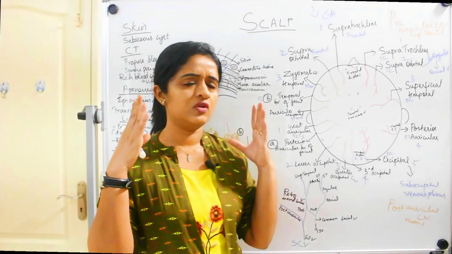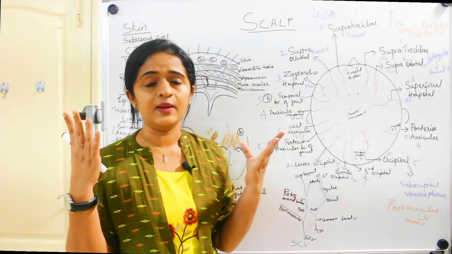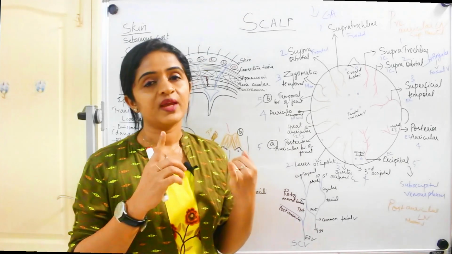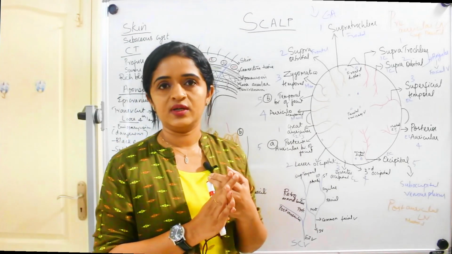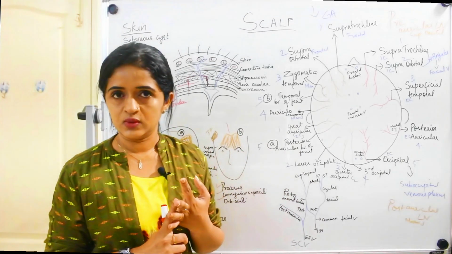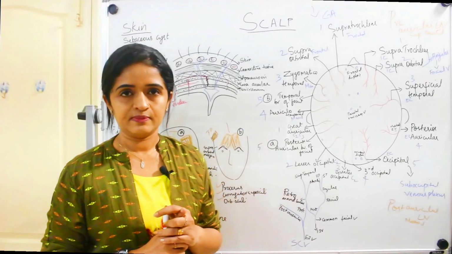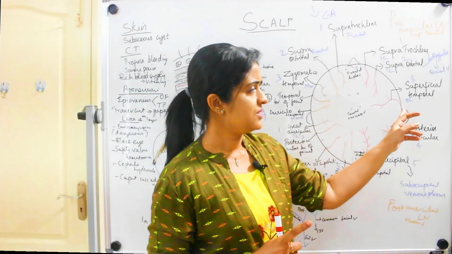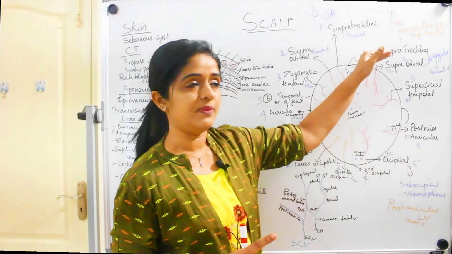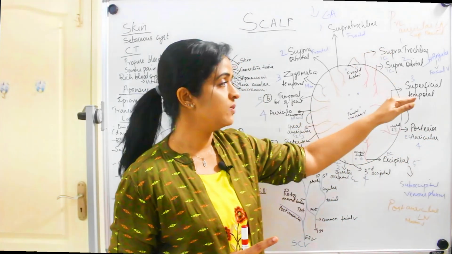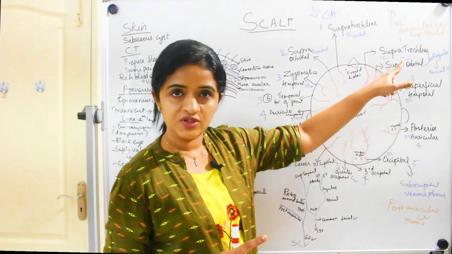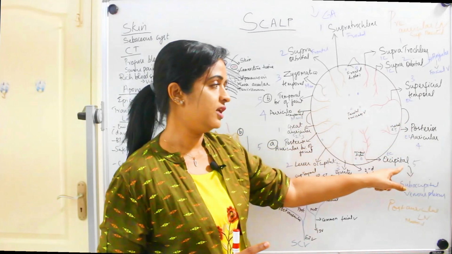When we think about the supply of the scalp, it comes indirectly from the internal carotid artery and sometimes directly from the external carotid artery. So these are the two arteries, the internal carotid artery and external carotid artery, which are supplying the scalp. Let's have the auricle as a demarcating plane. How many arteries supply the scalp in front of the auricle and how many behind the auricle? In front of the auricle you have 3 arteries and behind the auricle you have 2 arteries.